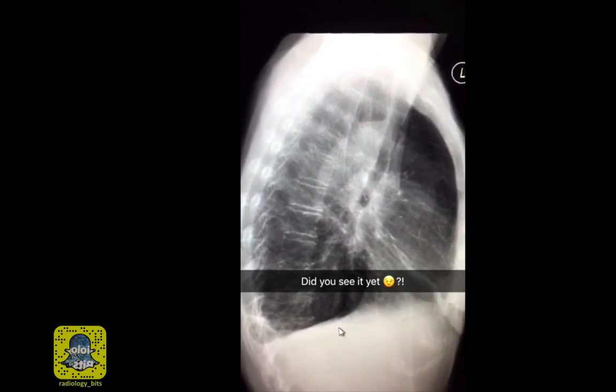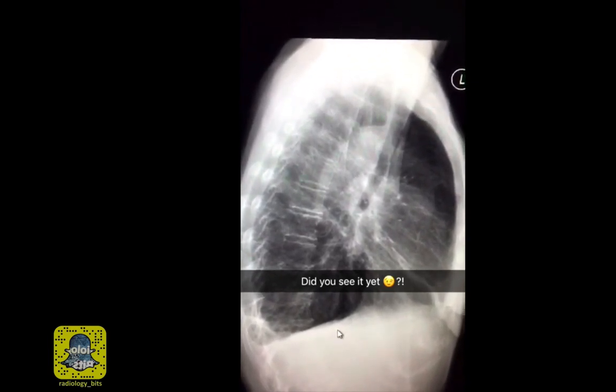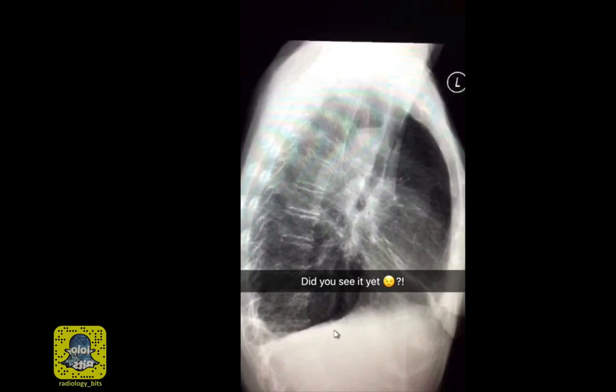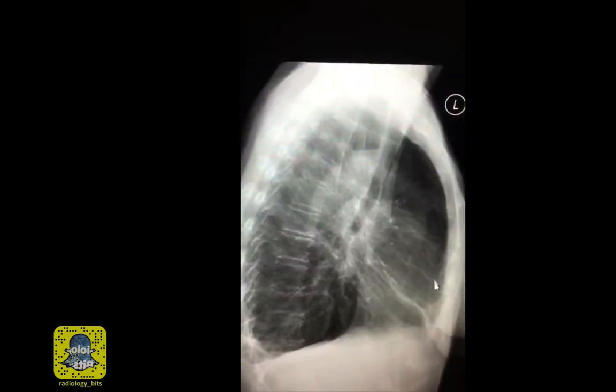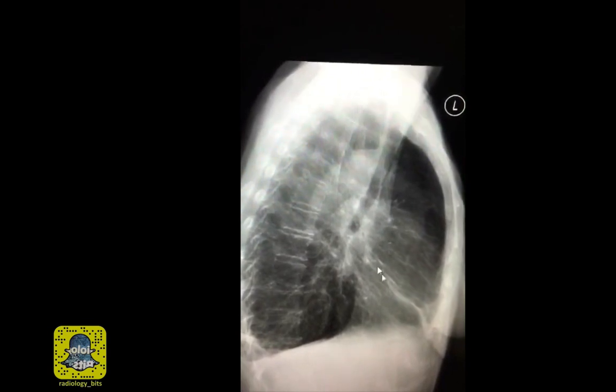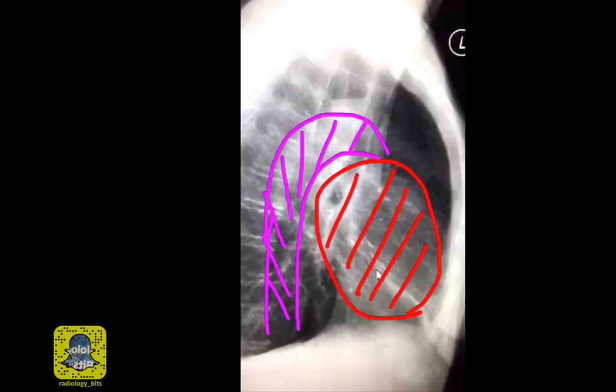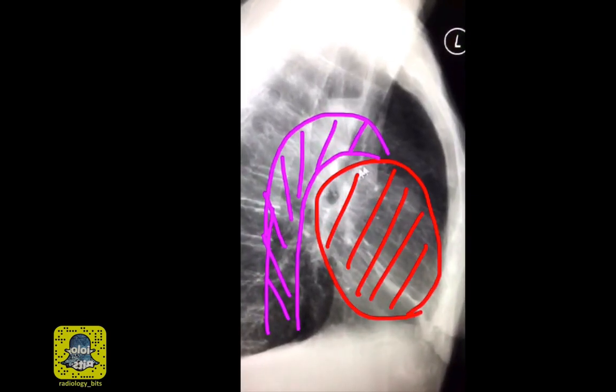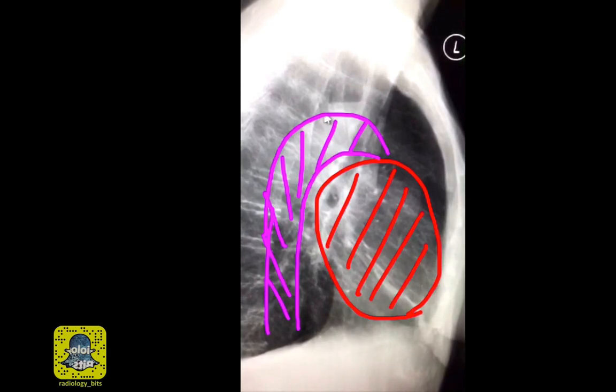Although all these findings are important to mention, this is not the reason I'm showing you the case. Have you seen the abnormality yet? On the lateral radiograph, you see the cardiac shadow, and you see this here as the aortic arch. This is the aortic arch border. Again, cardiac shadow and aortic arch.